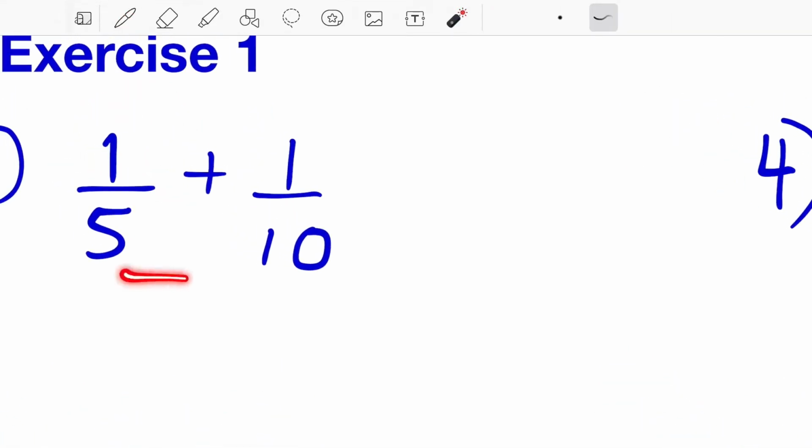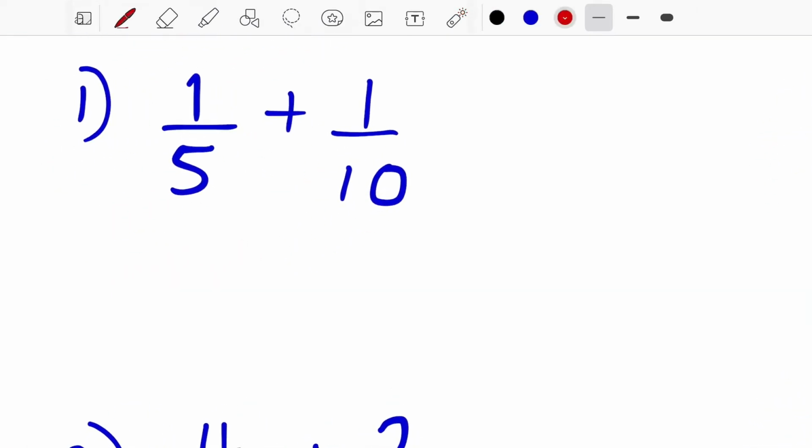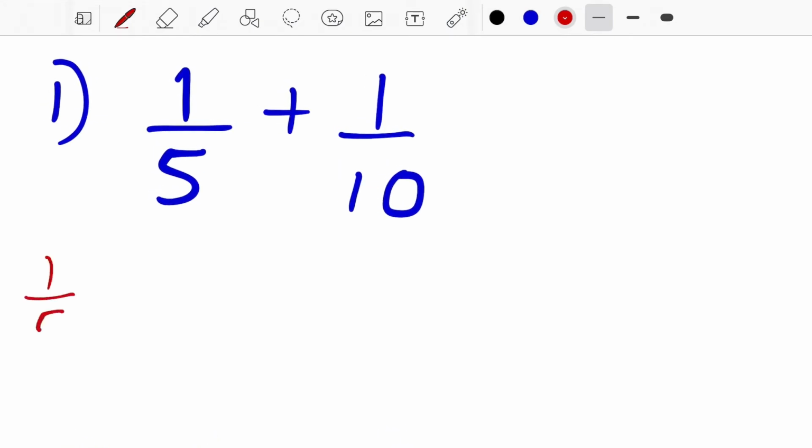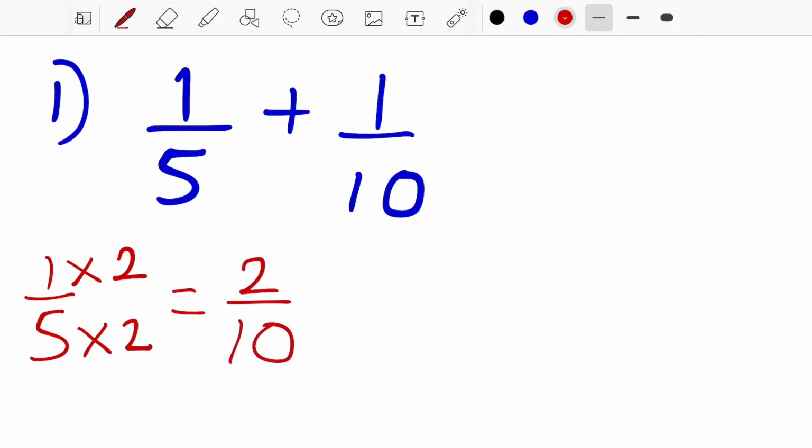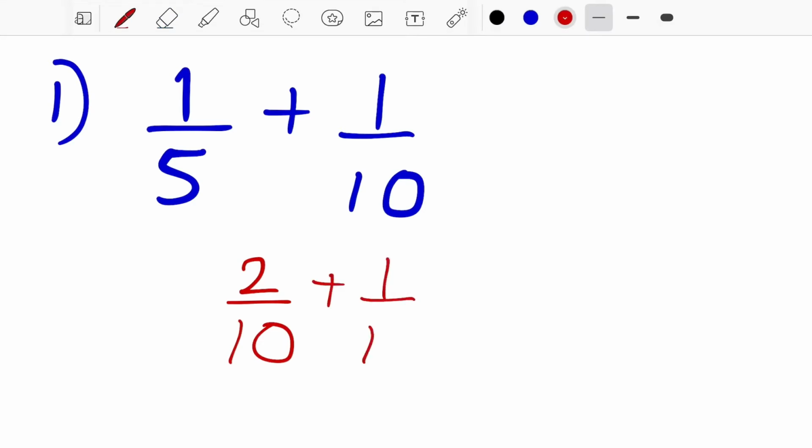Well, how do we get a 5 to become 10? We multiply by 2. So let's convert the 1/5 into tenths. We multiply the denominator by 2, and the numerator must also be multiplied by 2. So 1 times 2 is 2, and 5 times 2 is 10. So 1/5 is the same as 2/10. So now we have 2/10 plus 1/10, and that will be 3/10.